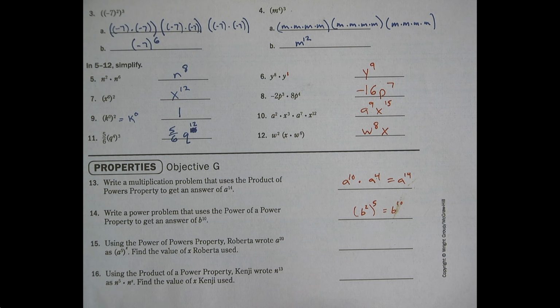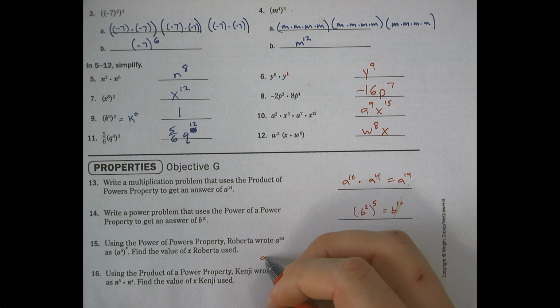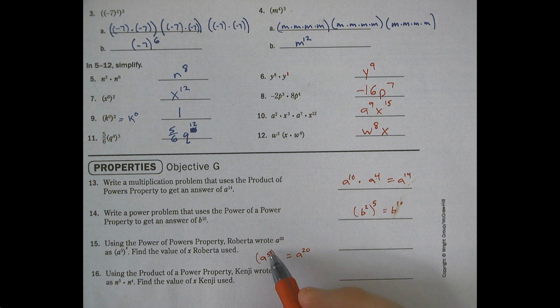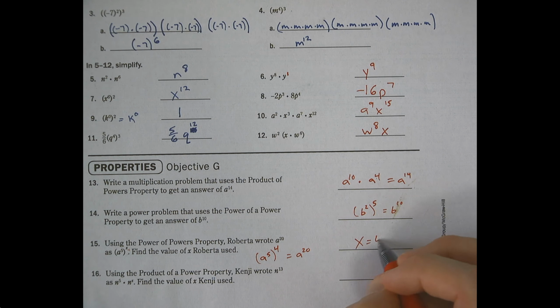15, using the power of a power property, Roberta wrote a to the 20th as a to the 5th raised to the something. Find the value of x. So we have a to the 5th being raised to something, and it's coming out to a to the 20th. So we know when we raise a power to a power, we multiply. So we're trying to figure out what number should go here so that we get 20. 5 times something gets me 20. So that would be 4. And so this x right here is 4.